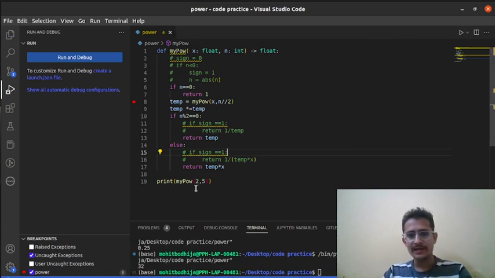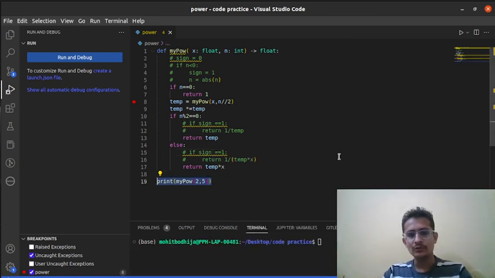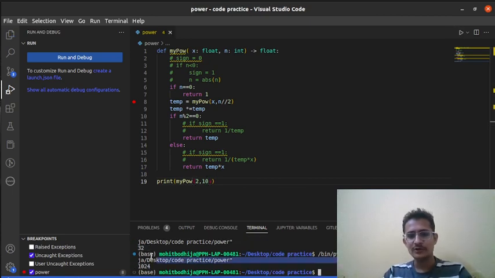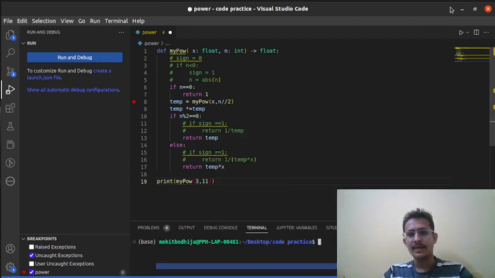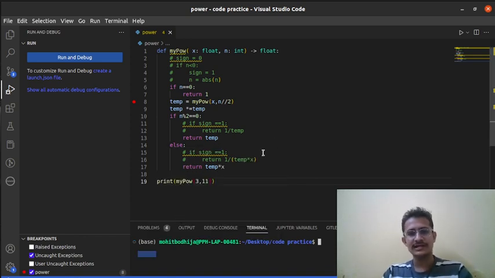I am calculating 2 to the power 5, and if I run this code, you can see the output is 32. Let us calculate 2 to the power 10, and you can see the answer is 1024. Let us calculate some other number, odd numbers, 3 to the power 11. If you see the output, we are getting some output. So I hope the approach is clear to you.